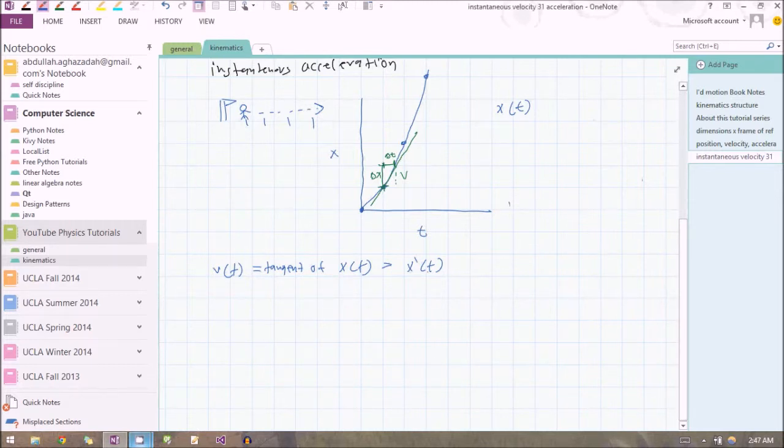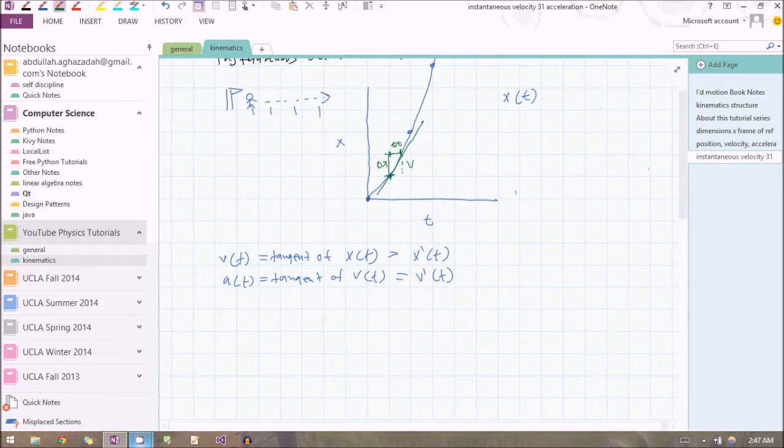Now, similarly, the acceleration as a function of time is going to be the tangent of position as a function of time, which means that it's going to be, I'm sorry, the tangent of the velocity as a function of time, which means it's going to be v prime of t. I'll show you guys this graphically, so don't worry too much if you're getting confused at this point.